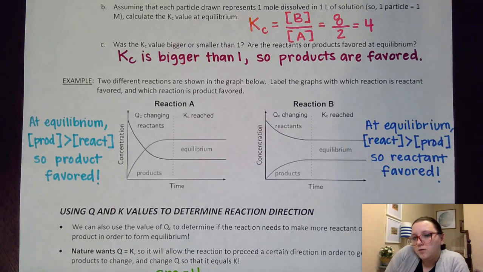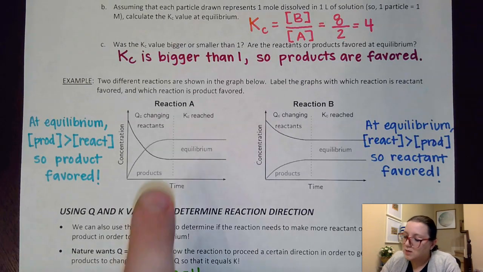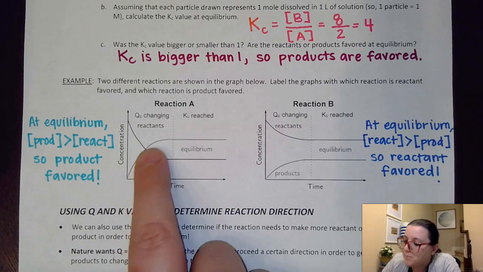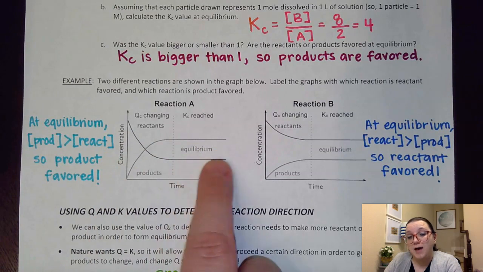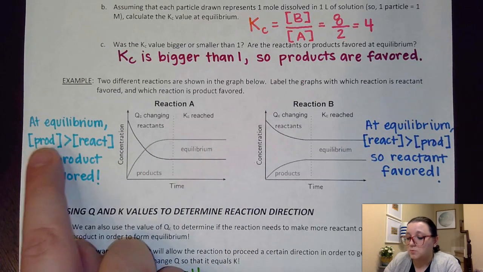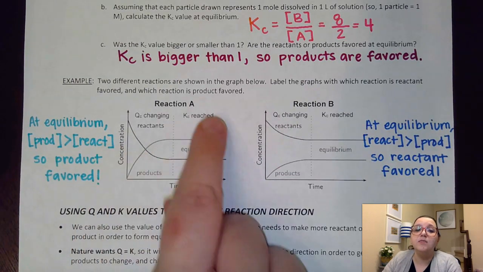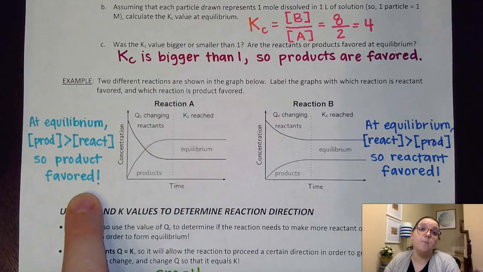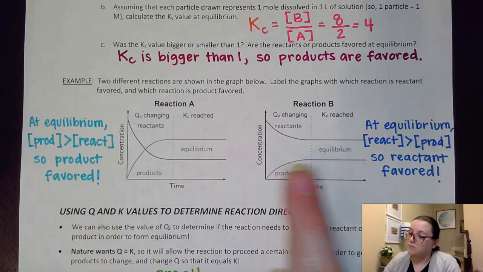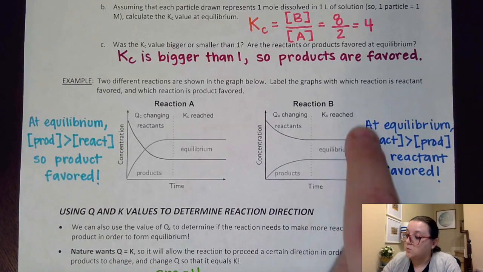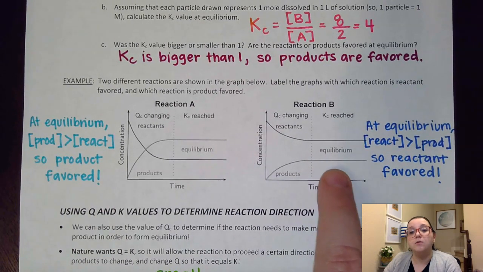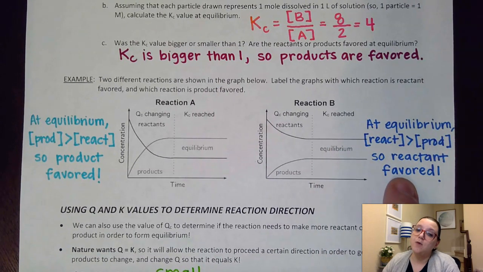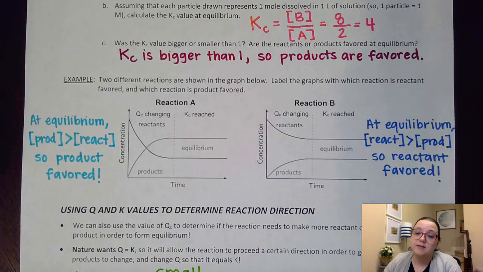So I want to compare the ratio on these. I notice that on this one, my products at equilibrium are more numerous than my reactants. And so if products are more numerous than reactants, this reaction A must have been product favored. However, on this one, when equilibrium is reached, the reactants are greater than the products, and so this one is reactant favored.